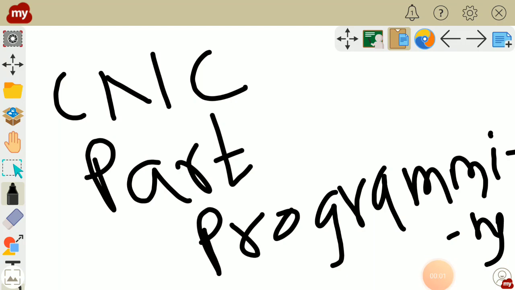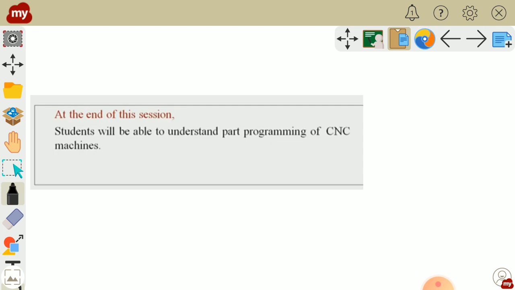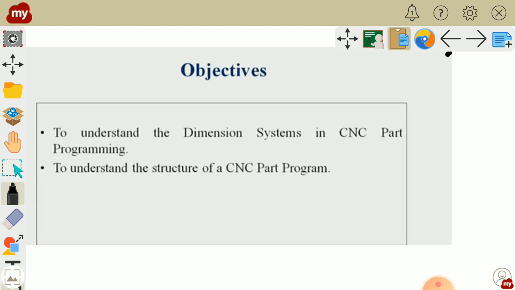Hello friends, in this video lecture series, today we will discuss CNC part programming. So, what are the learning outcomes? At the end of this session, students will be able to understand part programming of CNC machines. What are the objectives? First objective: to understand the dimension system in CNC part programming. Second, to understand the structure of a CNC part program.